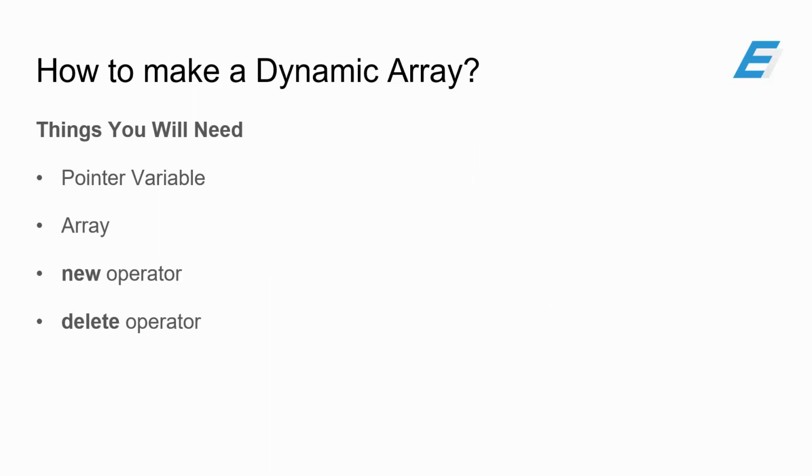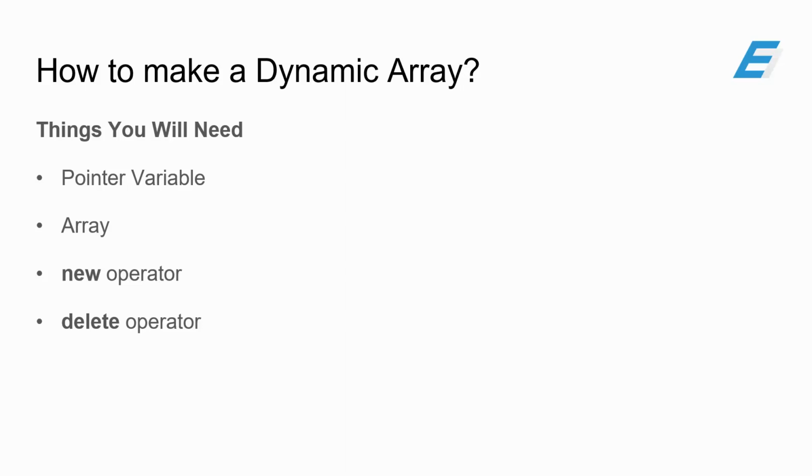So how do we make a dynamic array? In fact, what do we need in order to make one? First off, we have to know how to create pointer variables. Second, we need to remember the concept of how to create arrays. And then finally, we're going to learn 2 new things, and that is the new operator and the delete operator.